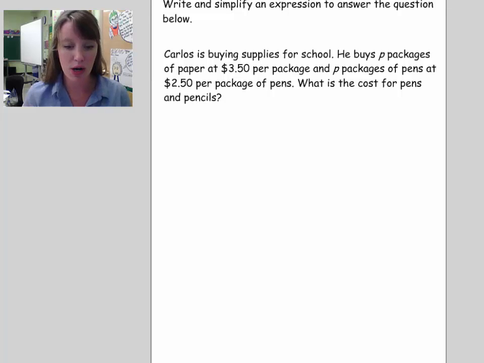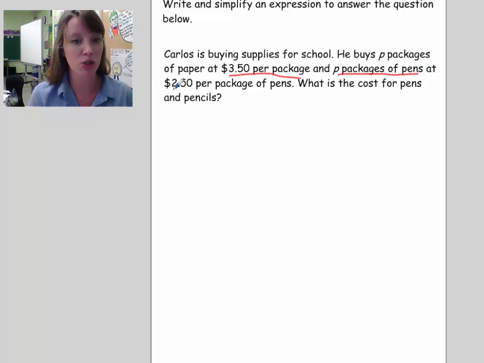Okay, so let's try this word problem here. We want to write and simplify an expression to answer the question below. Carlos is buying supplies for school. He buys P packages of paper at $3.50 per package, and he buys the same amount of packages of pens at $2.50 per package of pens. What is the cost for pens and paper? Well, each package costs $3.50 and $2.50 respectively, and he buys P of those packages.